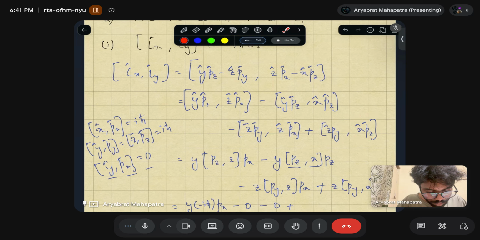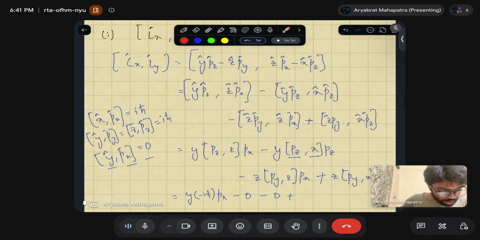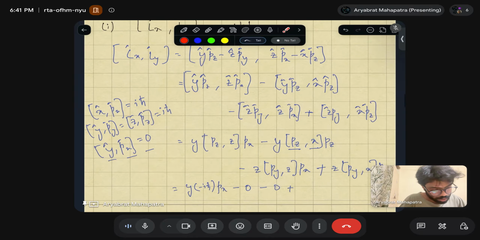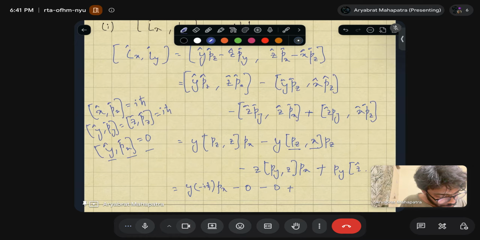And then Y and PX. Okay, yeah. So the last term, maybe I should not group. So for the last term, what can I write? If you see, I have PY. I can take PY and Z, and PZ with X.